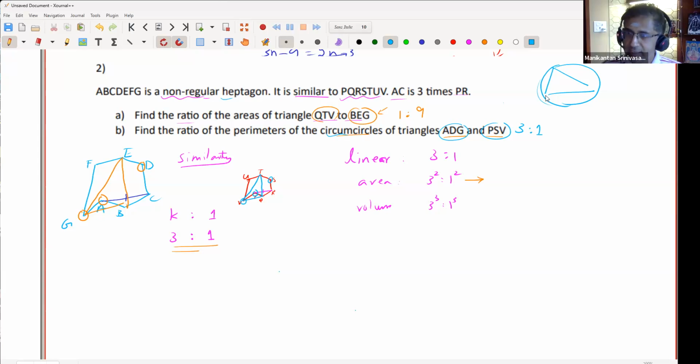No, we are not assuming. That is the reality. The ratio of areas will be the scale factor squared. The scale factor is 3:1. Therefore, the area ratio will be 9:1. 3 square is to 1 square, in other words.